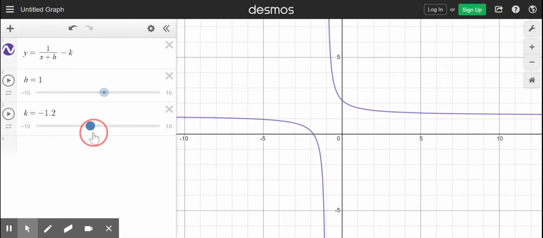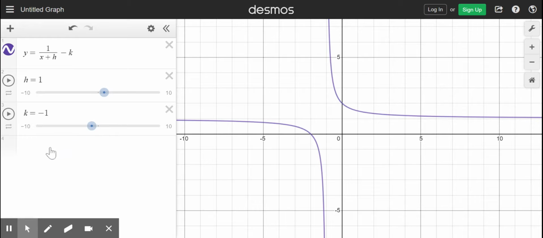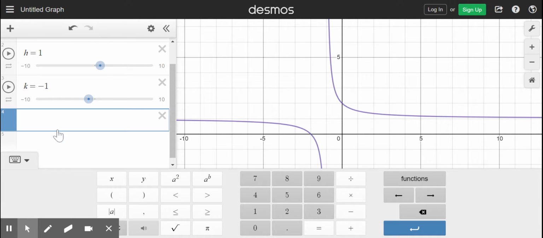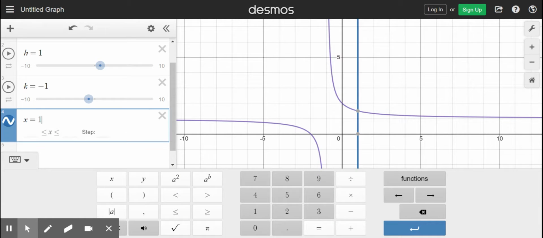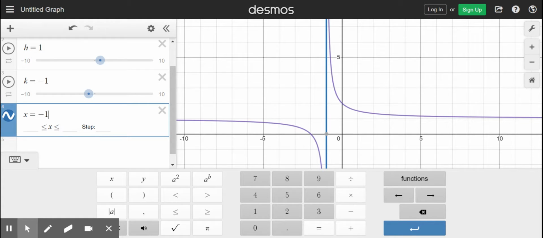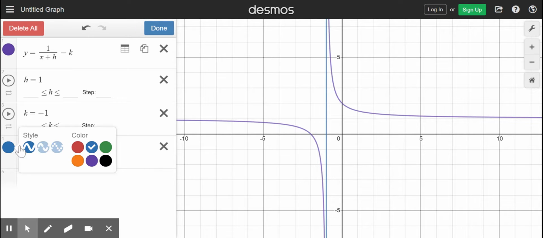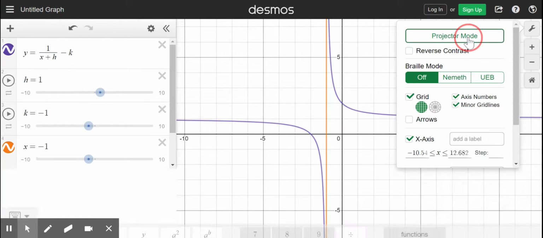I can make my k value, let's make it something readable. So let's make it a -1. So what's going to happen now if I were to graph the line x equals -1? That's a blue line. I don't like that it's blue, so I'm going to change the color so that it's a little bit easier to distinguish. So maybe a red, maybe an orange. That's a little bit more distinguishable.